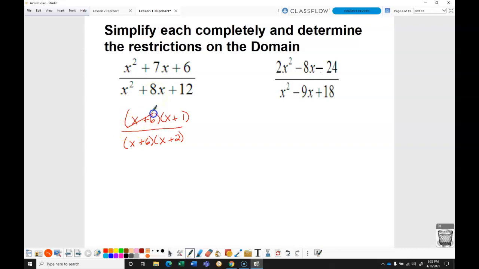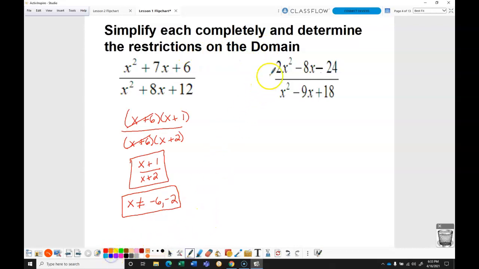And I'm going to get rid of the similar factor that's in top and in bottom. And I'll write my simplified fraction, x plus 2. Okay, that's my simplified fraction. And I go back to the original factor, the first place where I factored it, so that I can figure out what my zeros would be that would make this undefined. In other words, x cannot equal negative 6 or negative 2. Okay, so there's the restrictions on your domain, because it asks for that as well.